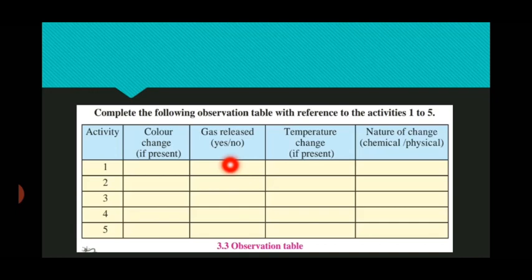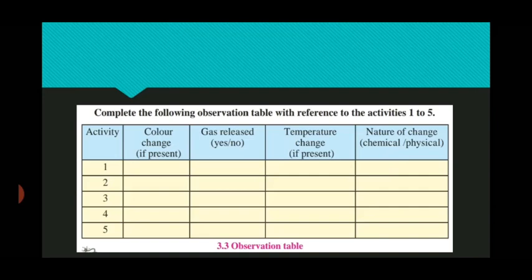Now here next is gas released. So one gas is released. If we heat, carbon dioxide gas is released. Now, temperature change, if present? No, there is no change in the temperature. Now, nature of the change. So which type of change? Chemical change.